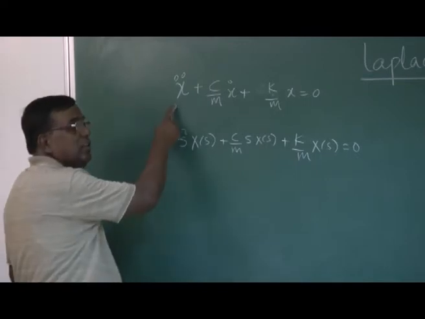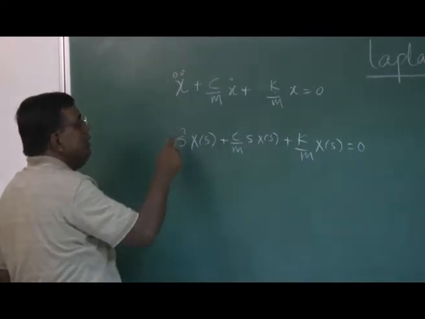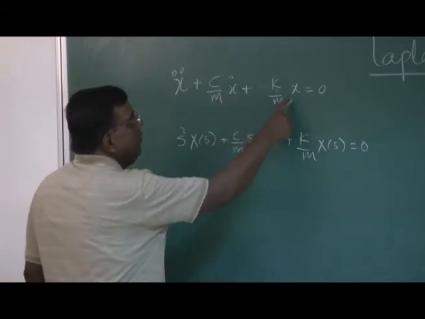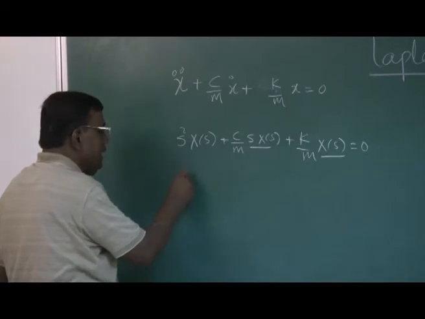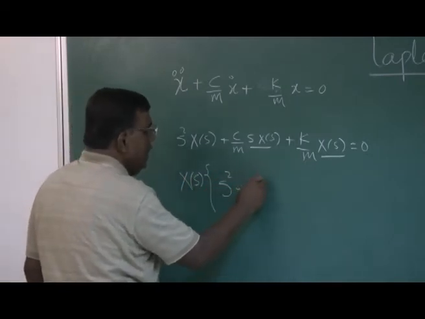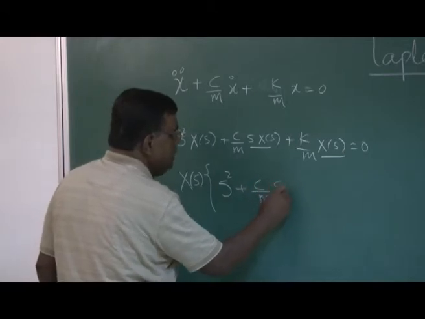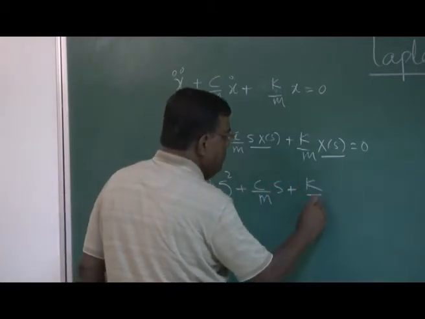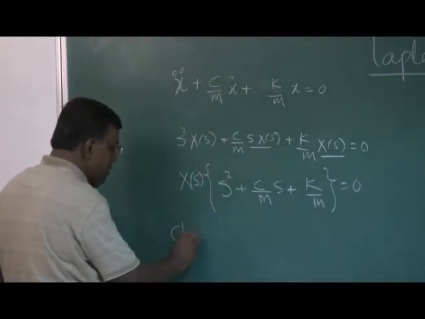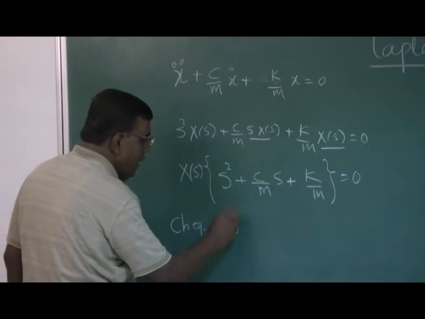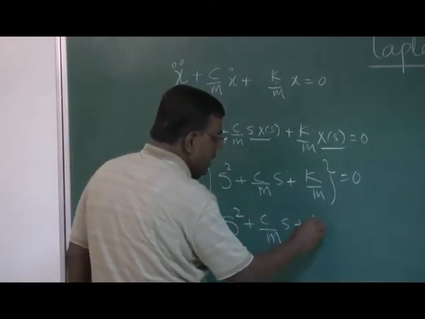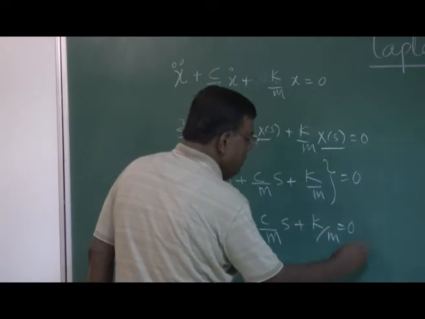I have just taken Laplace transform here. I know for x double dot it is s square x of s, for x dot it is s x of s, for x it is x of s. So if I take x of s common, I have s square plus c by m s plus k by m equal to 0. So what is my characteristic equation? It is s square plus c by m s plus k by m equal to 0.